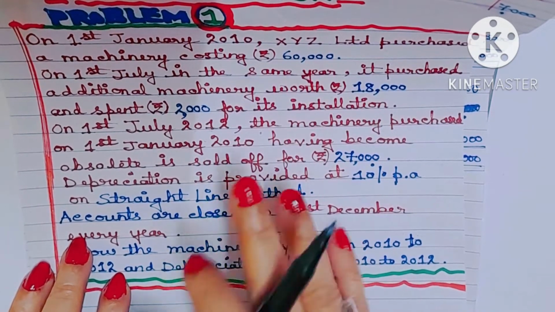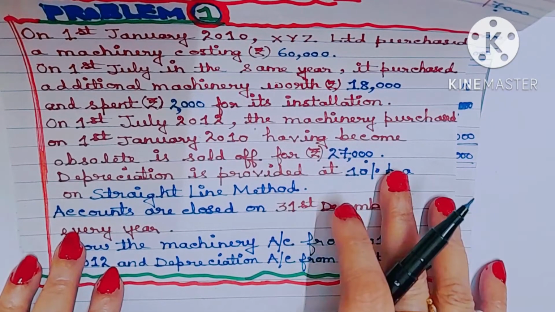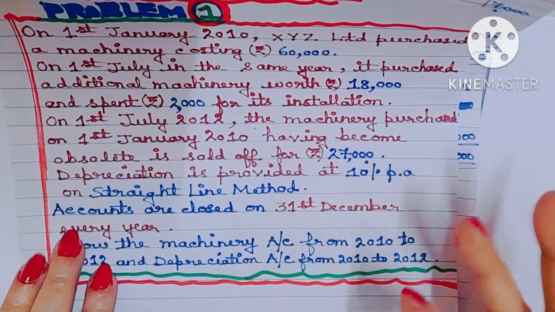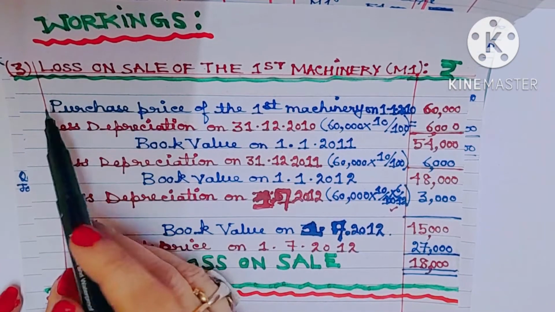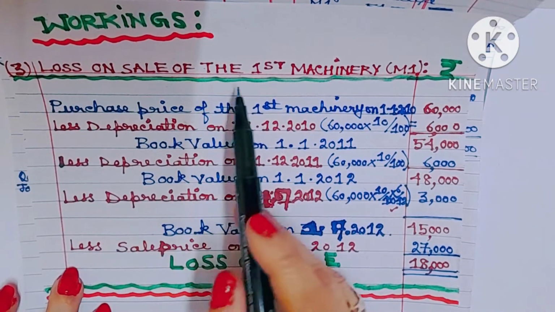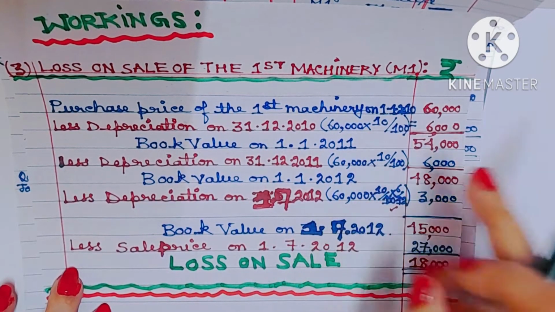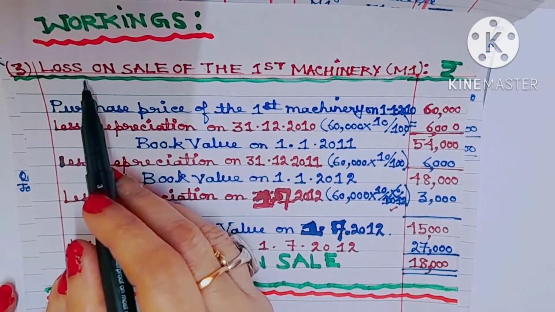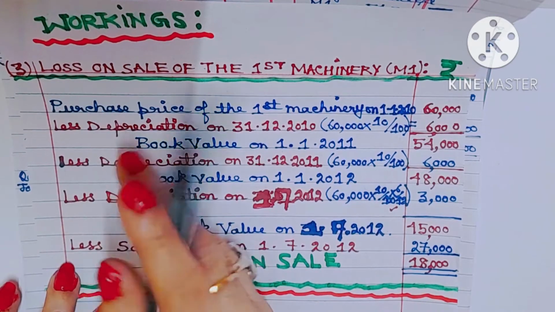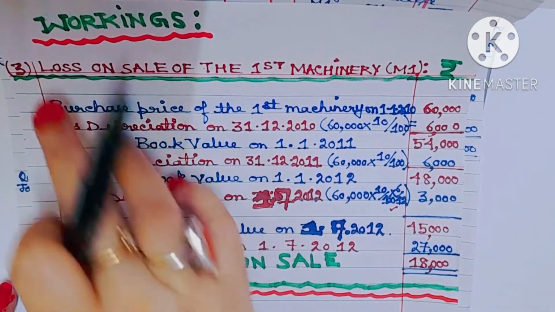তারপরে ওটা সেল হয়েছে। So let me show you the workings, how to do the workings when you are selling the machinery. Workings. Number 3, loss on sale of the first machinery, that is M1. This is the amount column. Please remember, you cannot write loss because we don't know. আমি জানি বলে আমি লিখলাম। You got to leave a blank space here. Loss or profit ও হতে পারে। Okay.